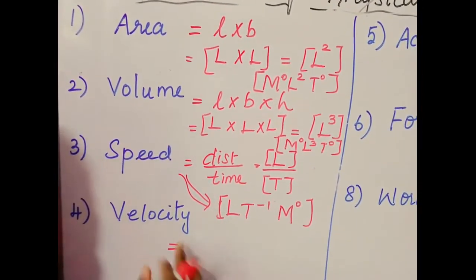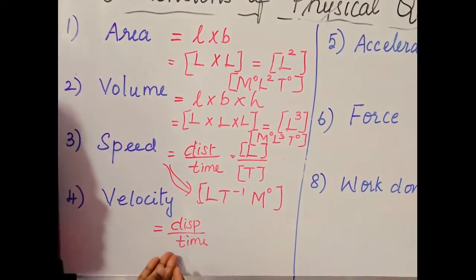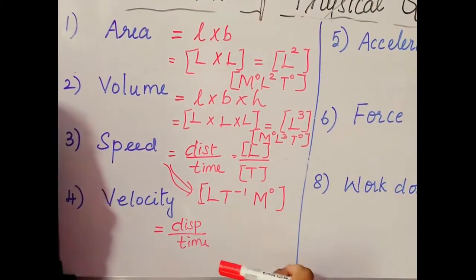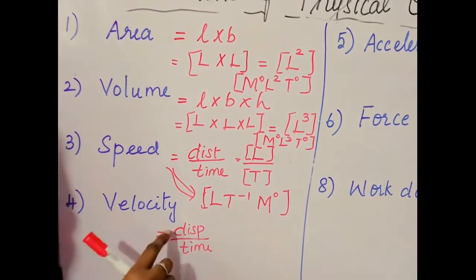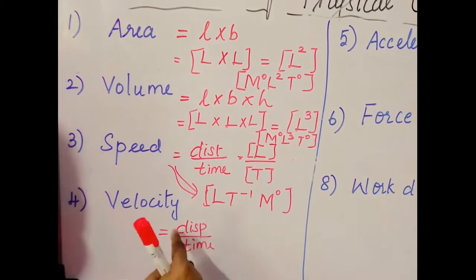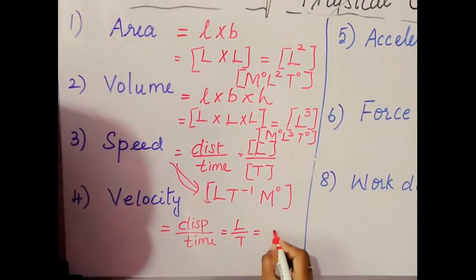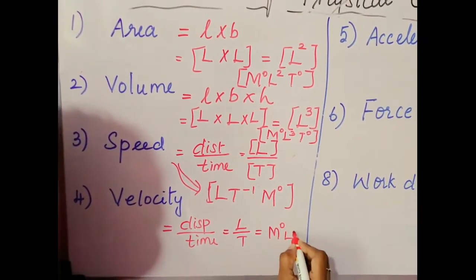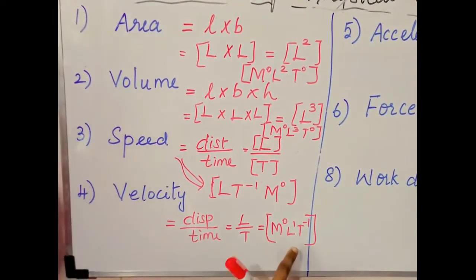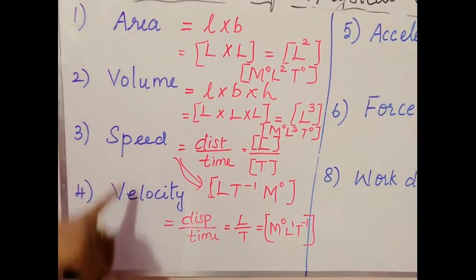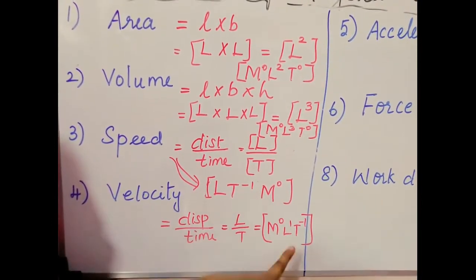And for velocity. Velocity is displacement by time. Again, displacement is nothing but the smallest distance between the final point and the initial point. So again we have come to distance, then L by T, which is nothing but M power 0, L power 1, T power minus 1. So this is the dimensional formula for velocity. Velocity and speed have the same dimensional formula, M power 0, L power 1, T power minus 1.